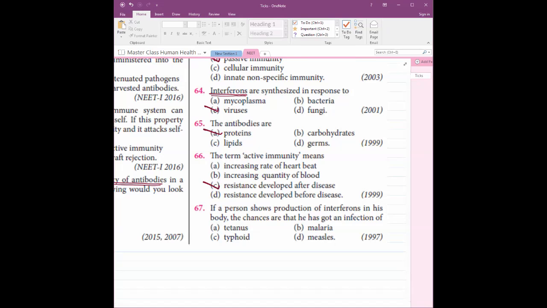Okay, fine. If a person shows production of interferons in his body, the chances are that he has got an infection of tetanus, malaria, typhoid, measles. What do you think, guys? What do you think? Yes, Parnavi is right. Parnavi has given me the right answer. Anybody else wishes to answer, guys?